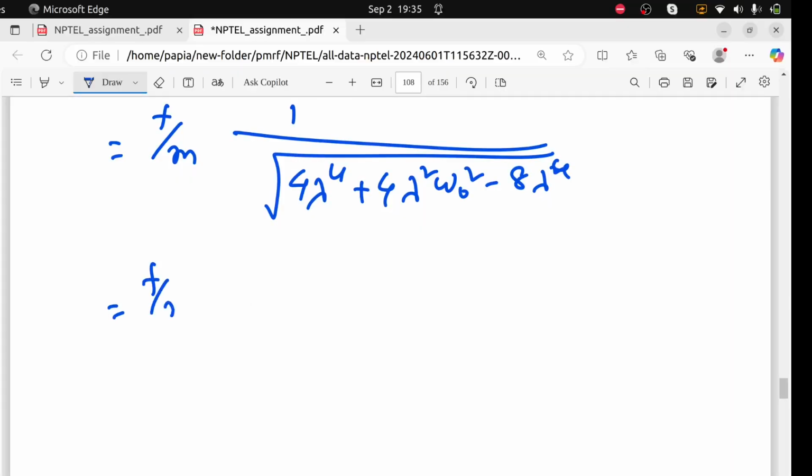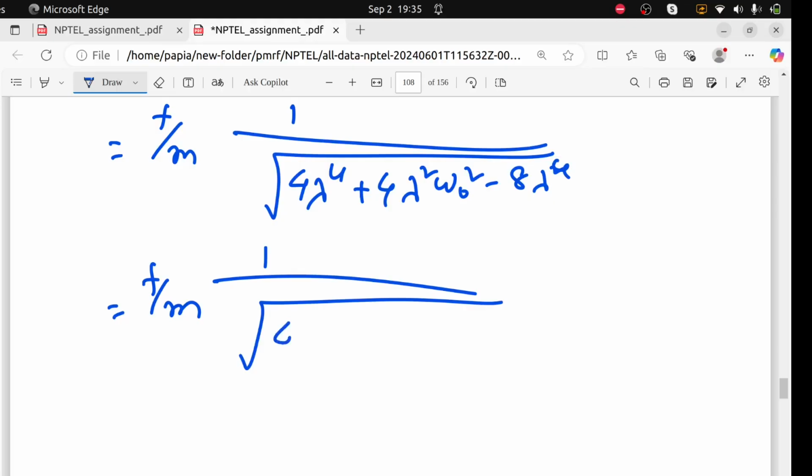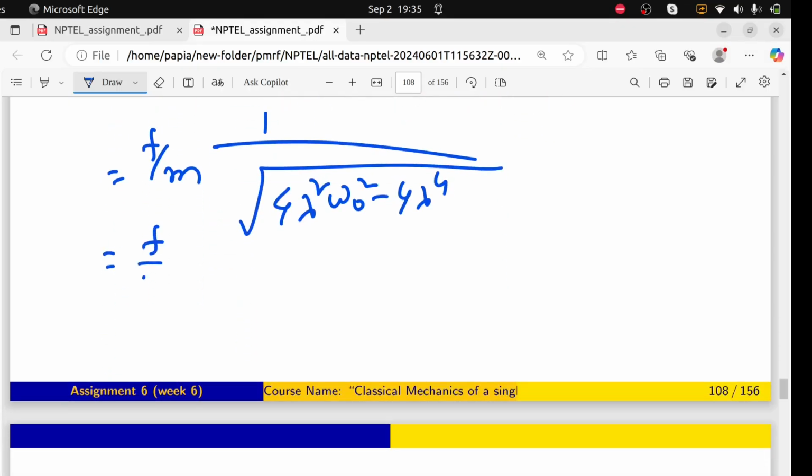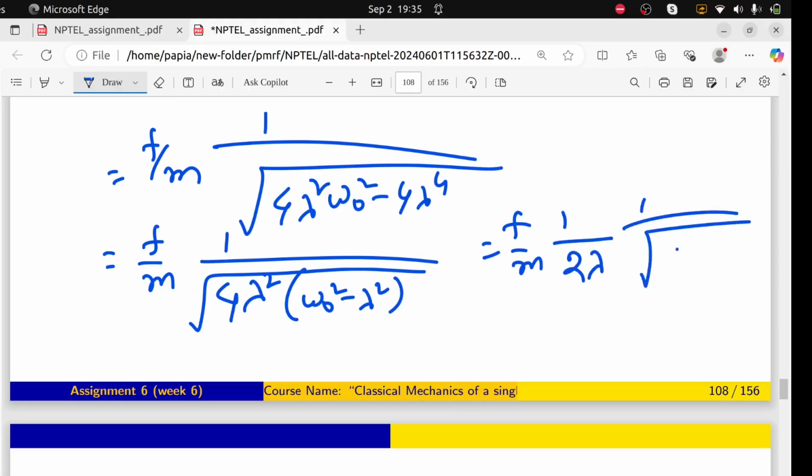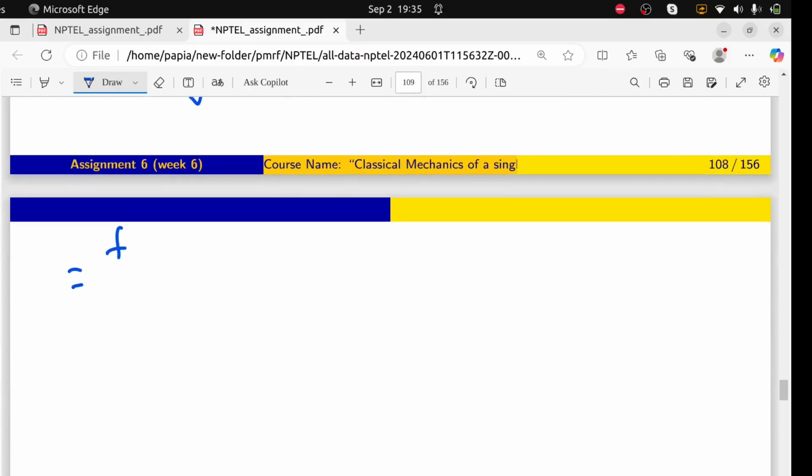So this is 4 lambda square omega 0 square minus 4 lambda to the power 4. So this will be f by m, 4 lambda square times omega 0 square minus lambda square. So this is 2 lambda root over omega 0 square minus lambda square. The answer is f by 2m lambda root over omega 0 square minus lambda square.